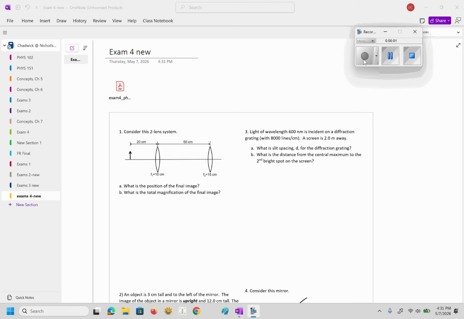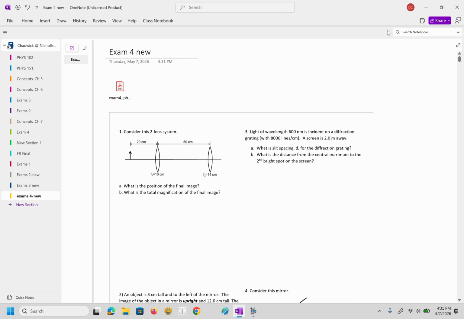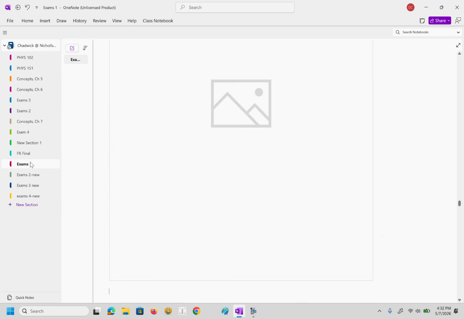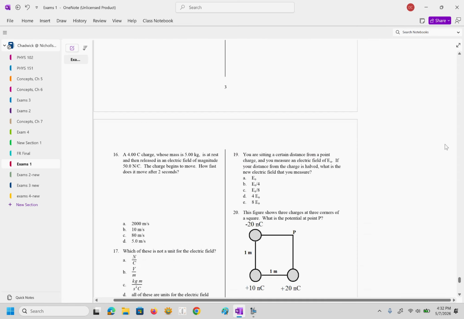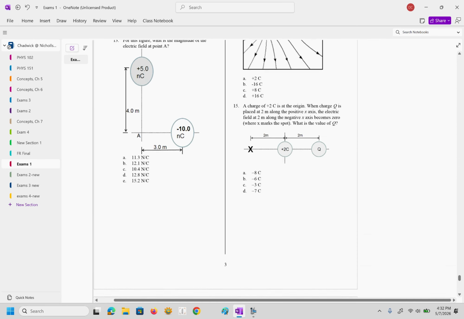What would you like to do? Are there particular questions that you want me to look at first? I want to go back to exam one. It's hard for me to say, focus on this, focus on that, because everything is on it.